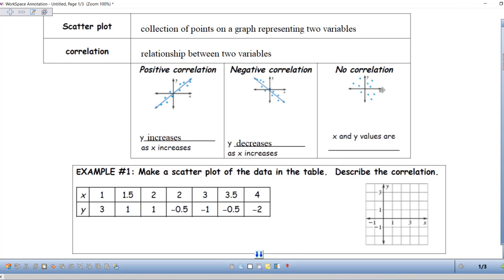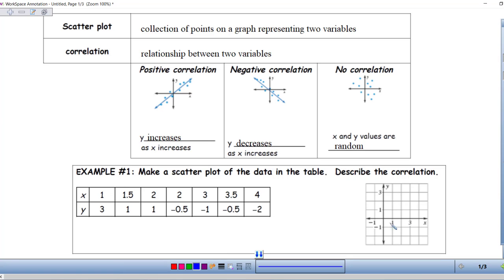And in no correlation, notice the points are kind of all over the place. The X and Y values are just random. There's really no relationship between them. So for example, we can make this scatter plot. It just has a bunch of points that we're going to put on this graph and describe the correlation.